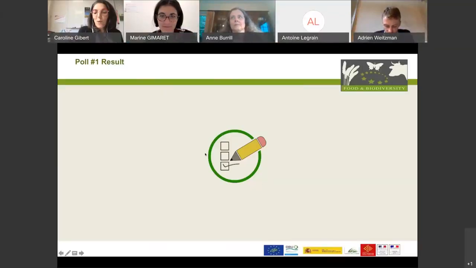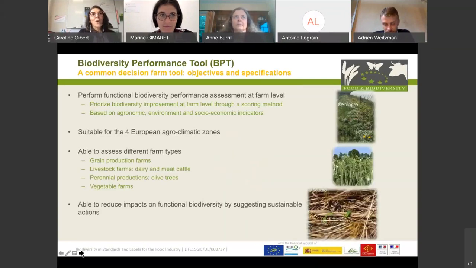a little bit more about what the BPT is. So first, the biodiversity performance tool was developed with the objective of having a common decision tool at farm level. It was the first choice that the consortium, the LIFE consortium, wanted to make, because biodiversity is very systemic, and as Anne Buril repeats a lot of the time, we need to have this integrated approach to assess biodiversity.